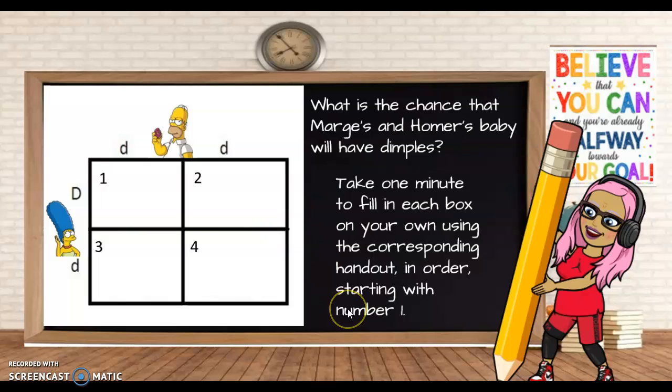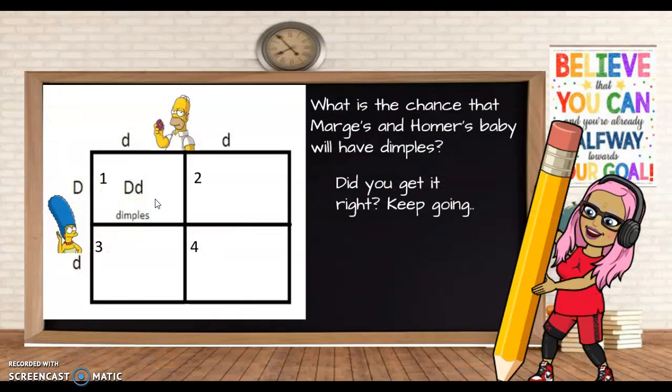What is the chance that Marge's and Homer's baby will have dimples? So take 1 minute to fill in each box on your own using the corresponding handout in order, starting with box number 1. So go for it. Box number 1 is dimples. So before going on to the next slide, make sure you're taking a minute to try to figure it out on your own and pause the video or whatever before you go on to the next slide.